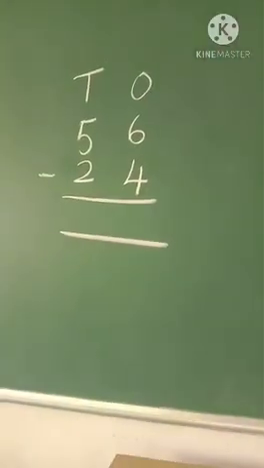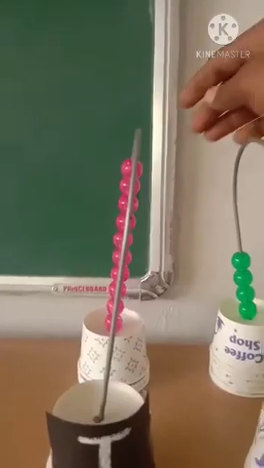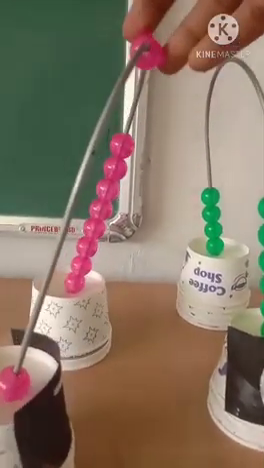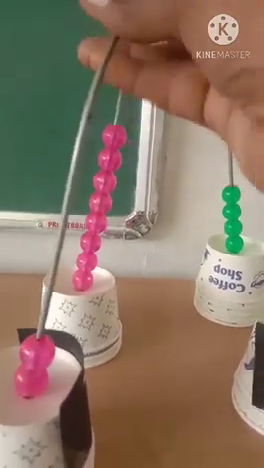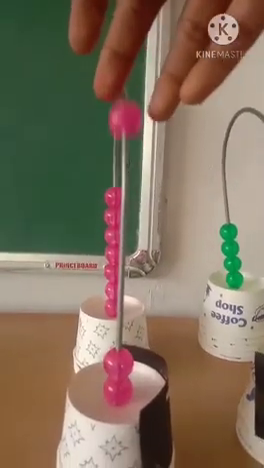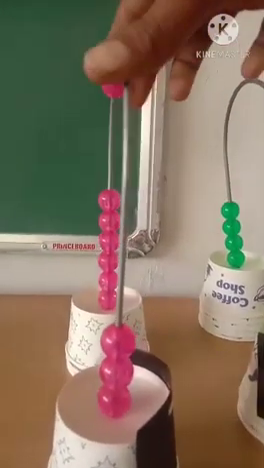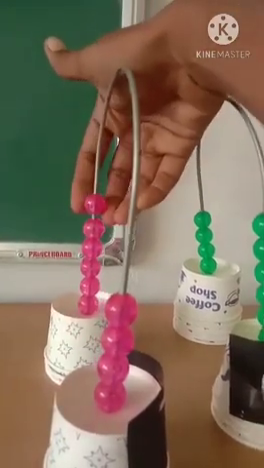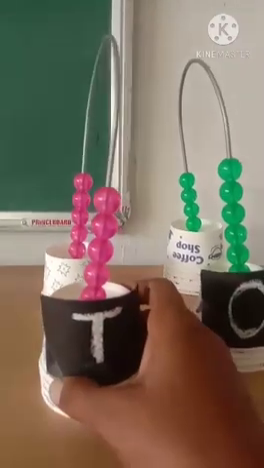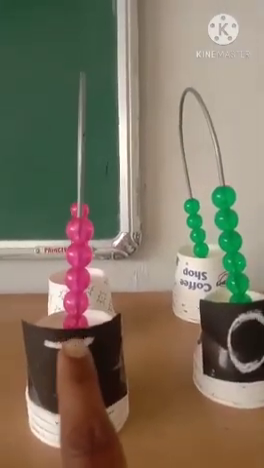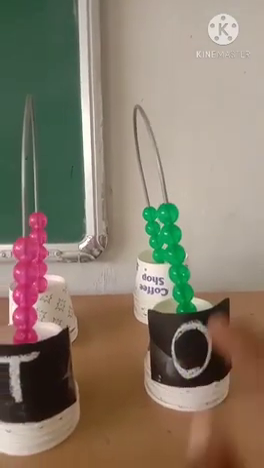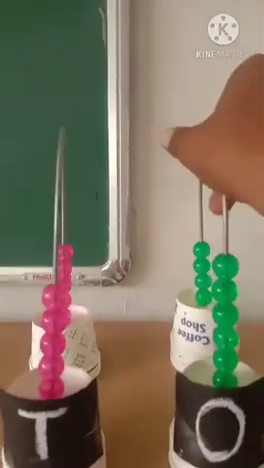Here in the tens place we got 5. So I am going to take 5 beads in my tens place. 1, 2, 3, 4 and 5. Here we got 5. So here 5 tens and 6 ones. So we got 56 on our tool.